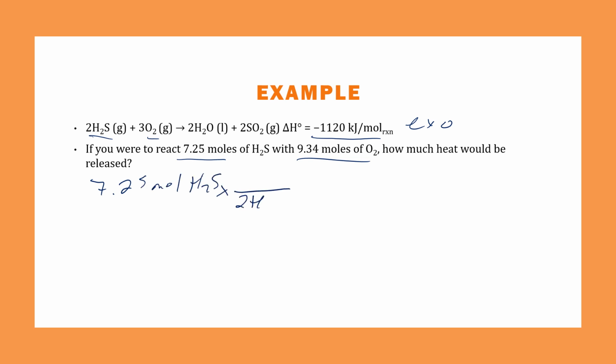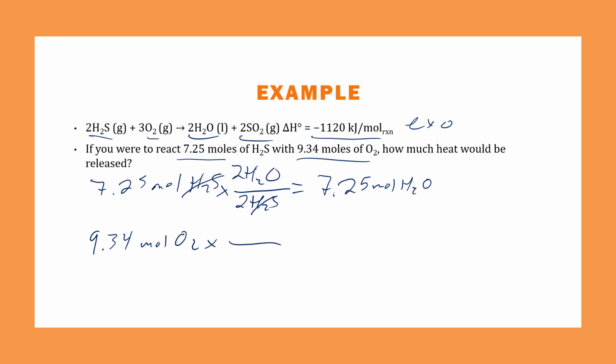There's 2 H2S for every 2 moles of water produced. You can use either one, it doesn't matter. But that means you're going to produce 7.25 moles of water from the H2S. Now let's test the oxygen. Moles of O2. There are 3 moles of O2 used for every 2 moles of H2O produced. So that will give us 6.23 moles of water when you calculate that.